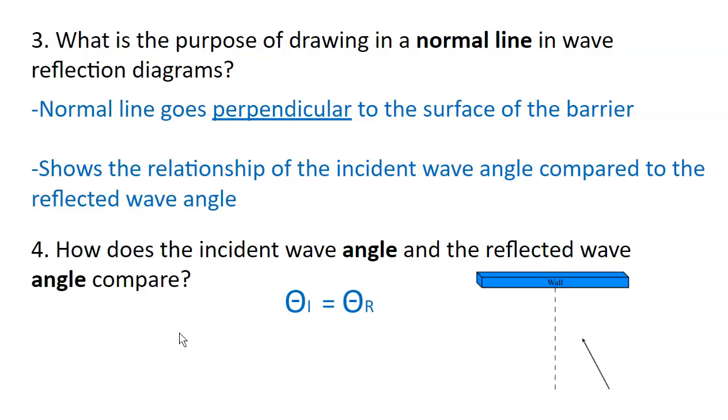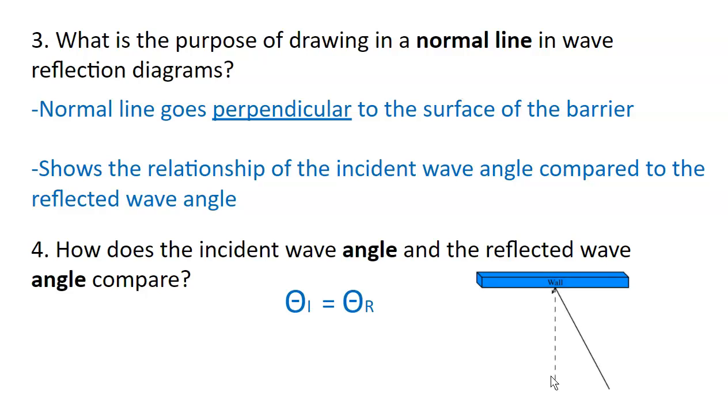What's the purpose of drawing in a normal line in a wave reflection diagram? The normal line is very important. In fact, here's a normal line right here. Notice how that normal line is drawn. The normal line is drawn perpendicular to this surface. That's how you always draw normal lines, perpendicular.